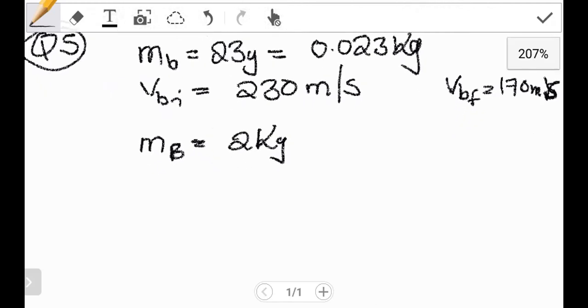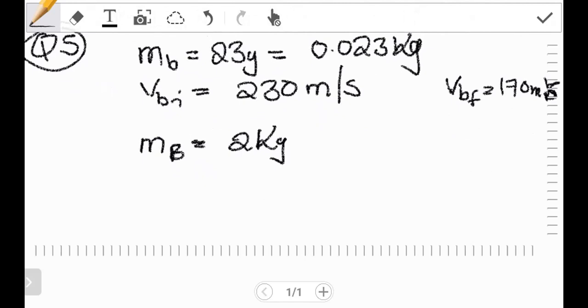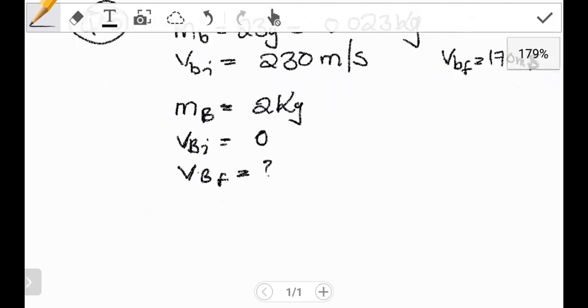Now, if the block is stationary on a frictionless surface, it means that the initial velocity of the block, since they're saying it was stationary, is 0. Now we want to find the final velocity of the block after collision. This is what we want to find. Okay. Now let's see how we can do that.